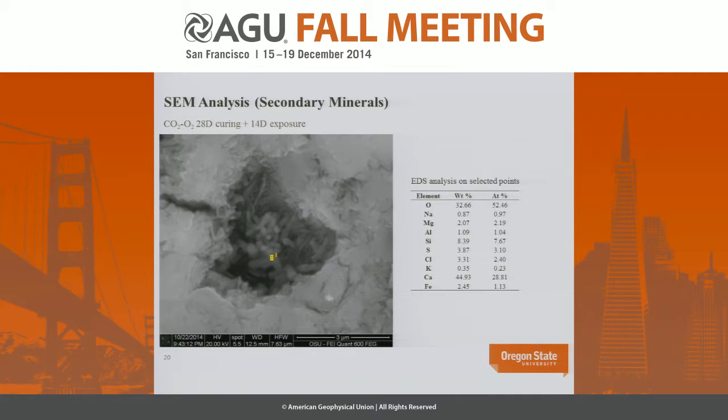We have also found some secondary mineral precipitates in the micropores, which are basically very small prism-shaped crystals. We did SEM and EDX analysis on these small prisms, and we got these elements in the system. Basically, it contains a very high amount of calcium and silica, with other elements such as sodium, magnesium, aluminum, sulfate, as well as iron. Since these are at a very early age, we cannot conclude what these minerals are. So this is the next step we're going to look into.